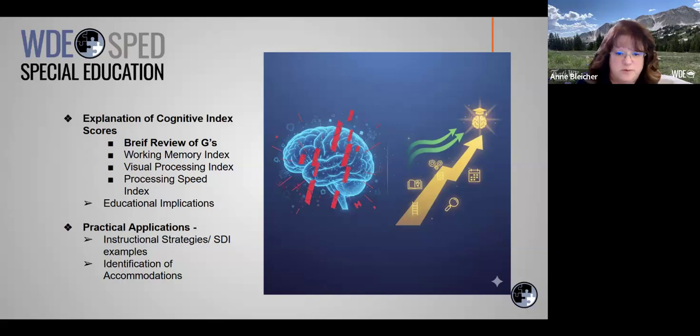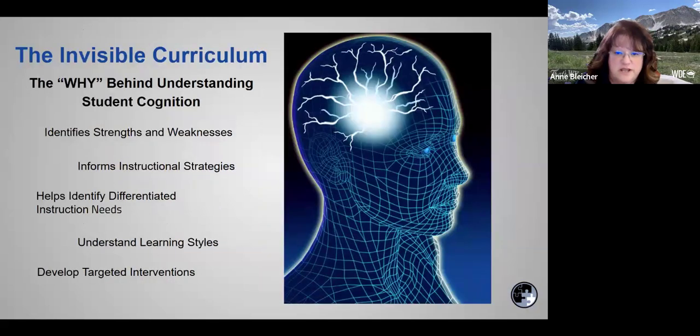We're going to just jump right in. This is a review of what we looked at in January in terms of the importance of understanding student cognitive abilities and why that matters for what you are doing as teachers.